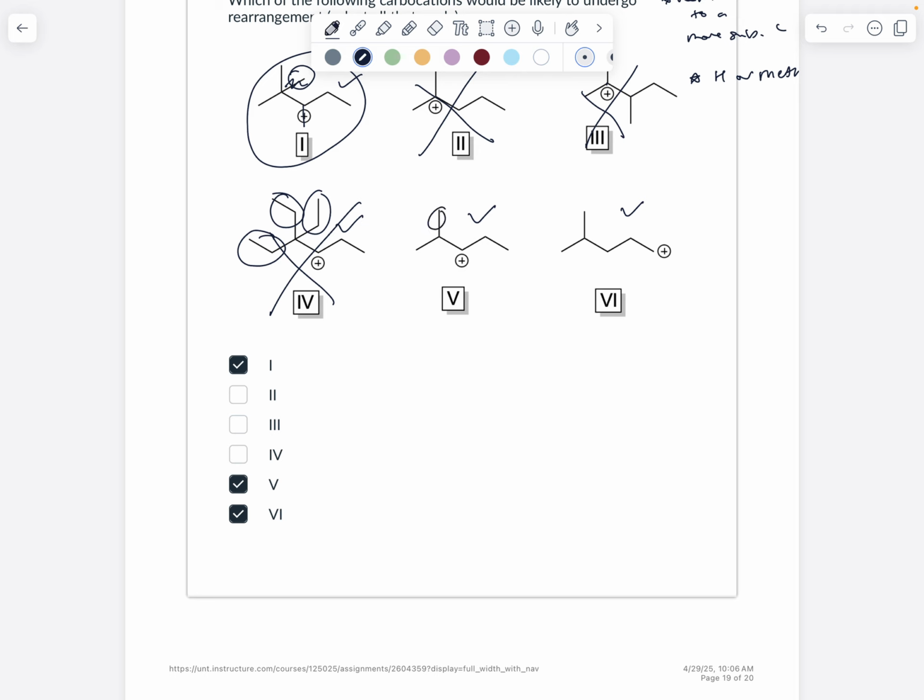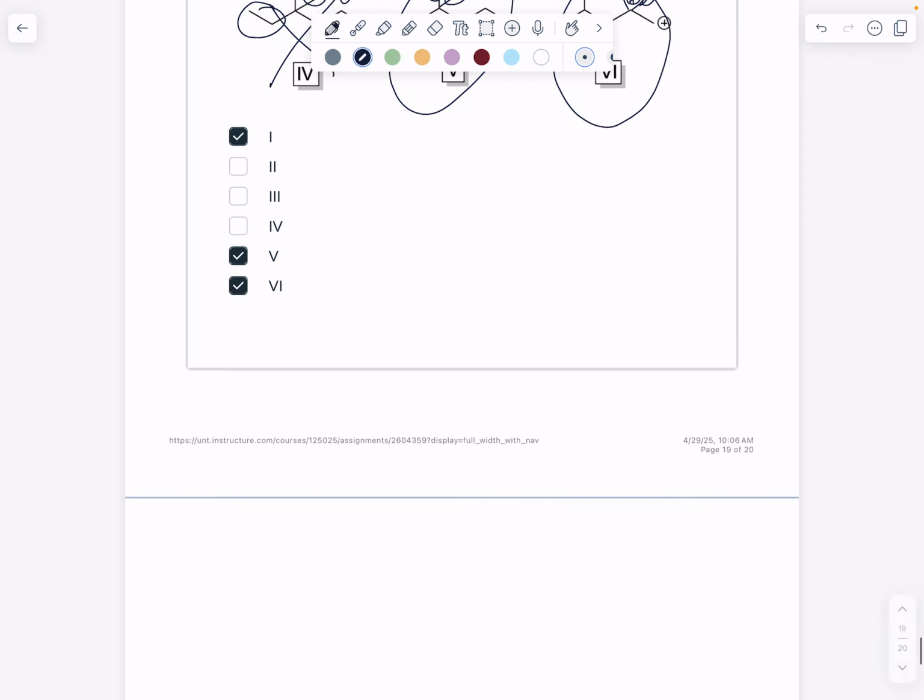This one, we have a methyl or a hydrogen. Hydrogen's easier to shift over, so the hydrogen would shift over, and it would actually end up looking like this one right above it. So that one would work. And then this one, it has 2 hydrogens here, and one of these could shift over. So that one would work as well. So 1, 5, and 6 are the ones that would work.